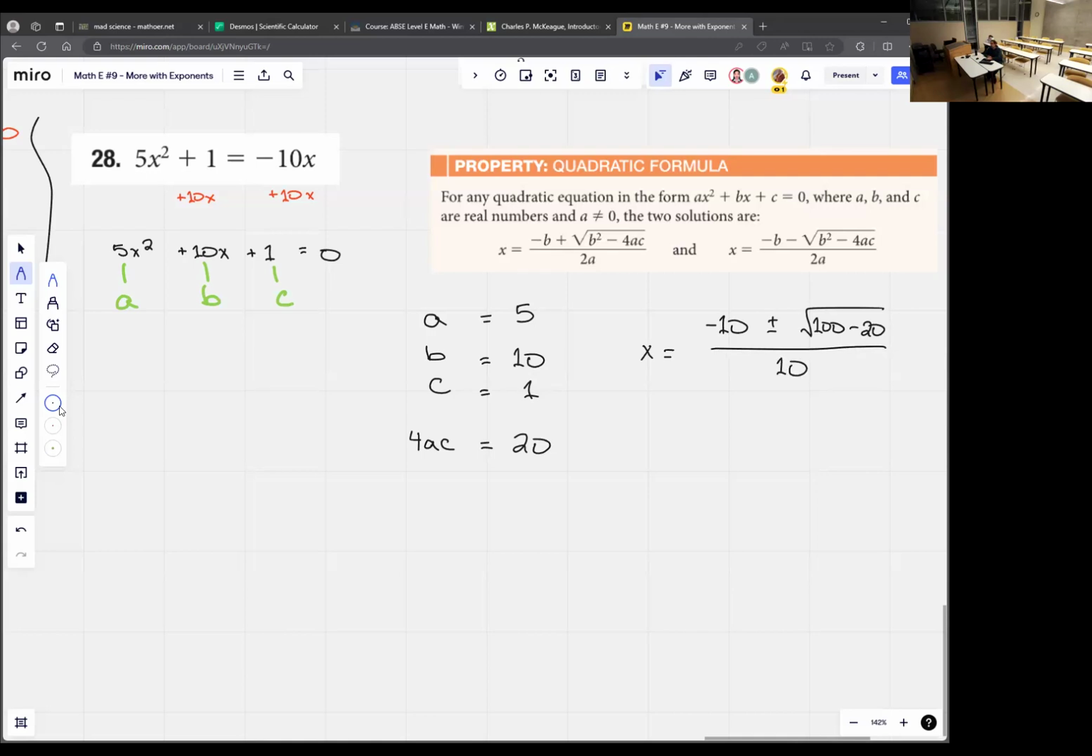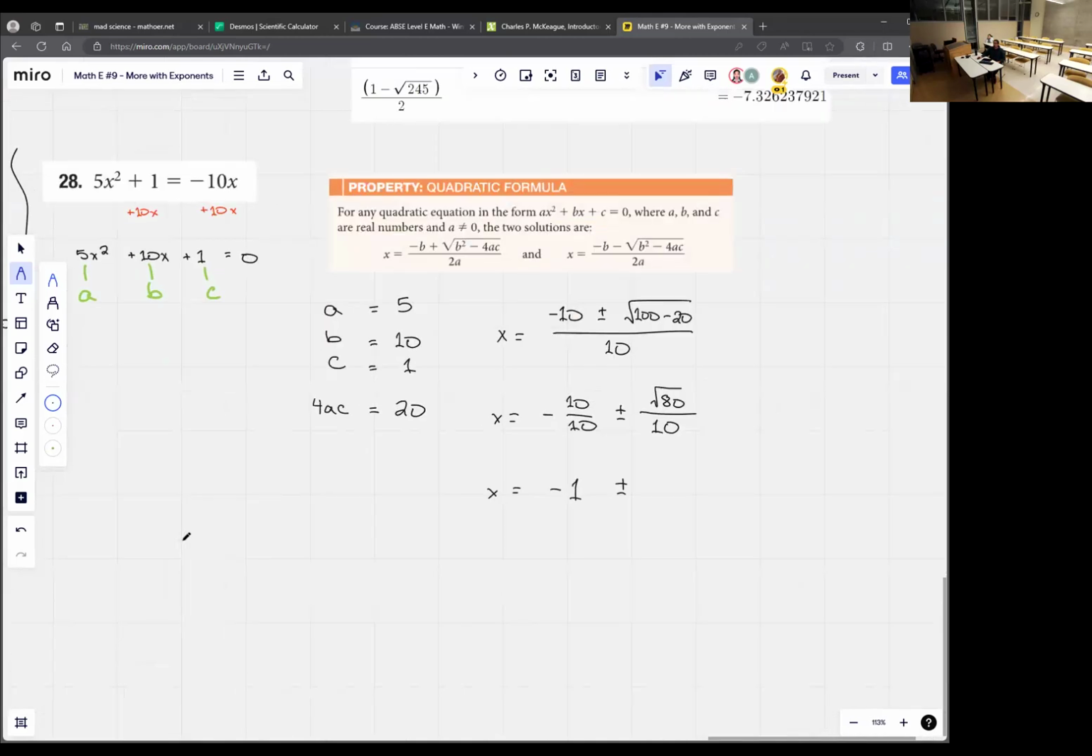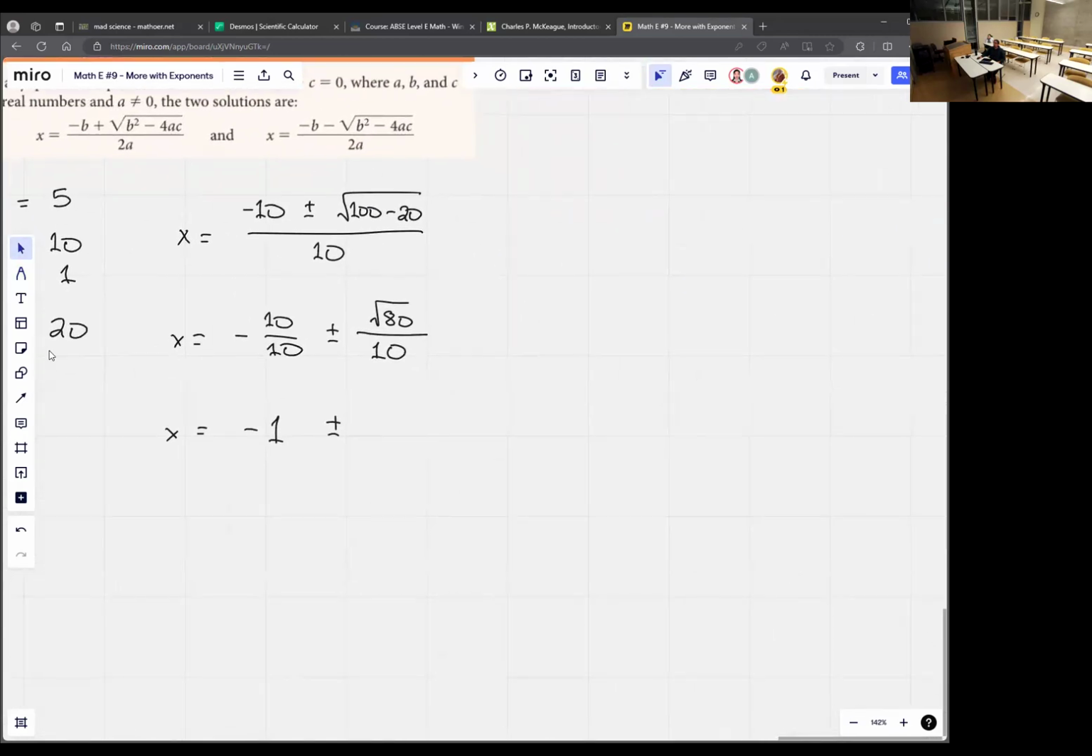Twice A is 10. I can break up the fraction into 2 parts: the part before the plus and minus, and with the same denominator, the square rooty thing after the plus and minus. Ten over 10 is 1. Square root of 80. Square root of 80 would be 8 times 10. Neither of those are squares.